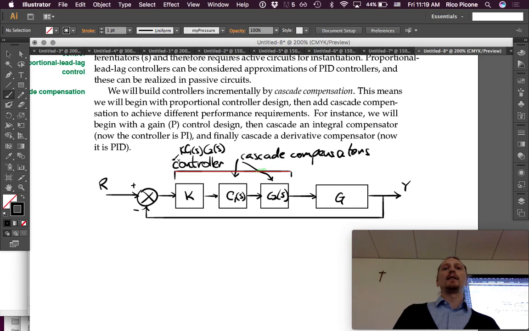And finally, if we wanted to go all the way to a PID controller, we could cascade a derivative compensator, and then it would become a PID controller if you combine them all together. So that's what we're going to do.